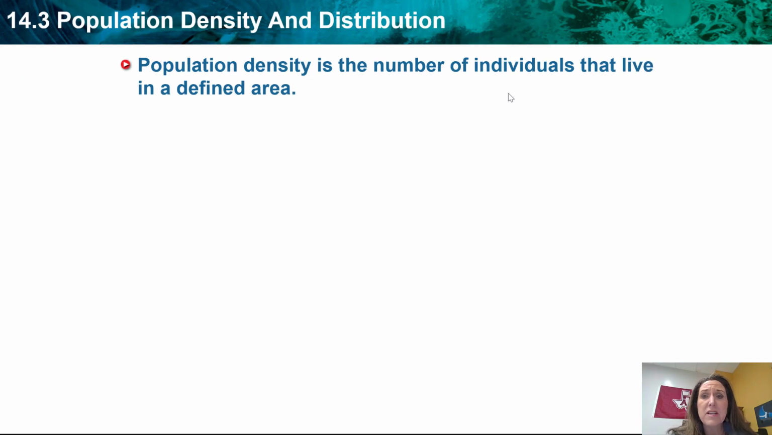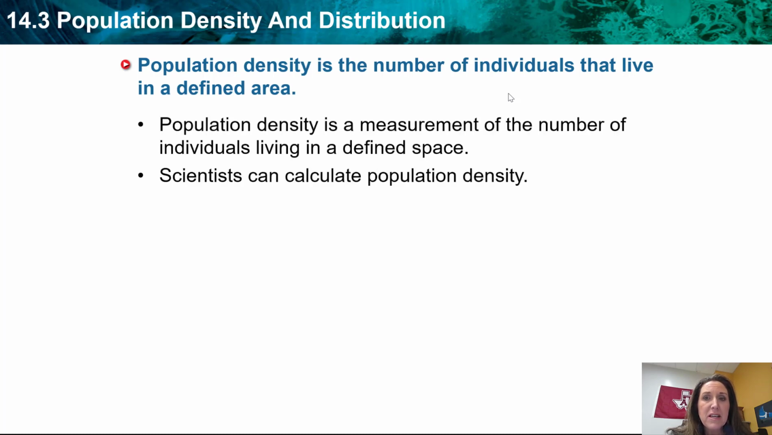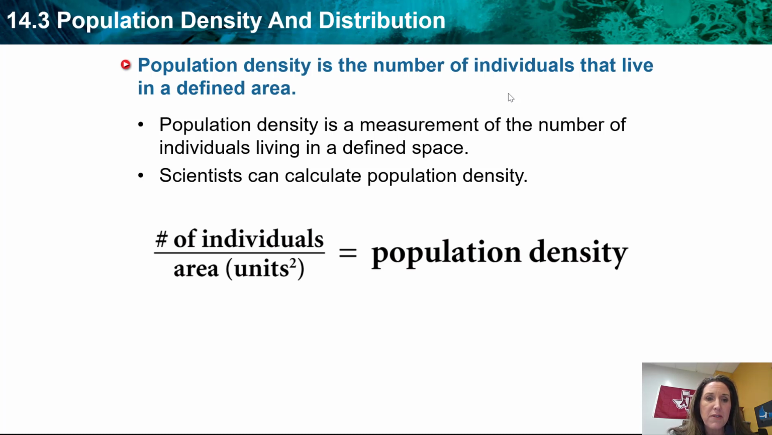Population density, here's your definition, is the number of individuals that live in a defined area. In other words, the city of Memphis is a defined area. How many people live in the city of Memphis? That is the population density of Memphis. Population density is exactly the measurement of the number of individuals living in a defined space. It can be calculated by the number of individuals divided by the area. So however big the city of Memphis is, per square mile over the number of individuals is the population density. So that's the formula, which you also need to put in your notes.